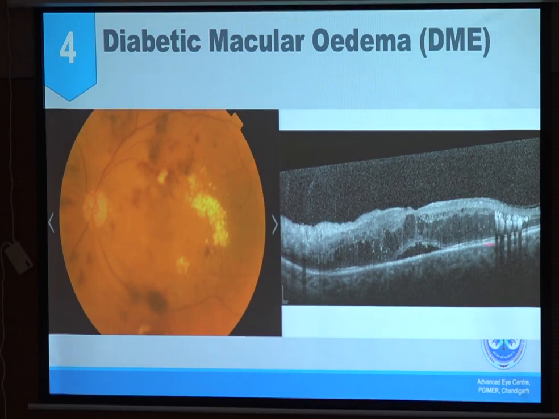These are the hard exudates that we see, and this is something called the hyper-reflective foci, which are suggestive of inflammation in the eye and thus give us an idea that the eye may respond better to anti-inflammatory drugs rather than anti-VEGF drugs.